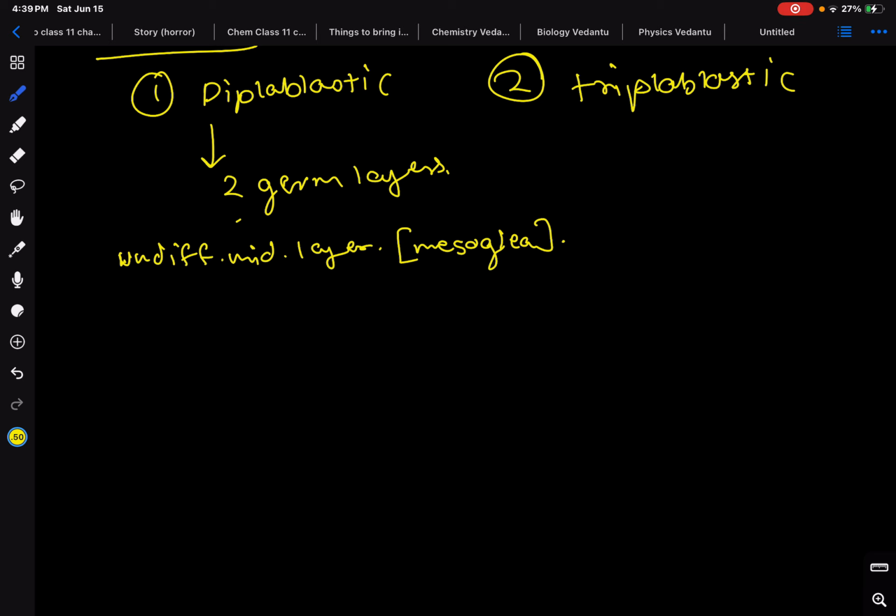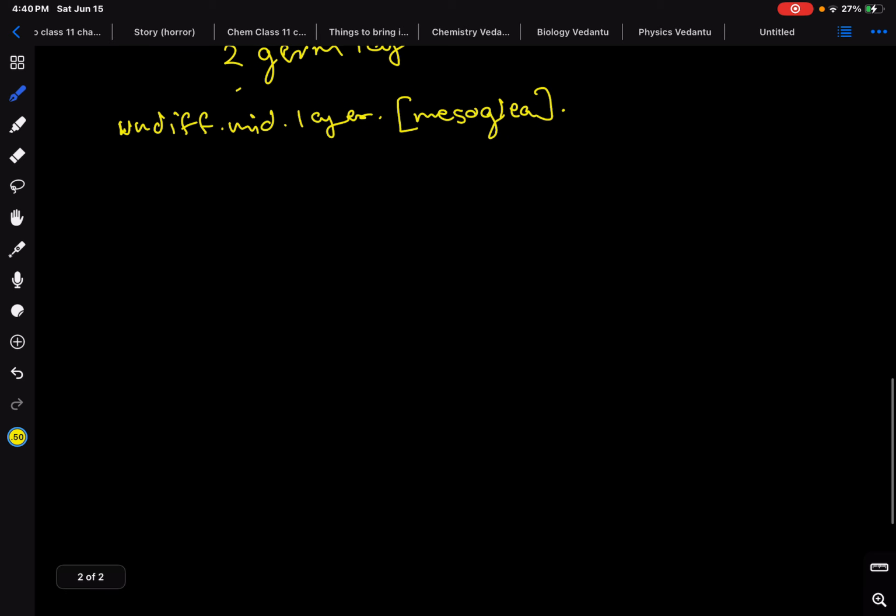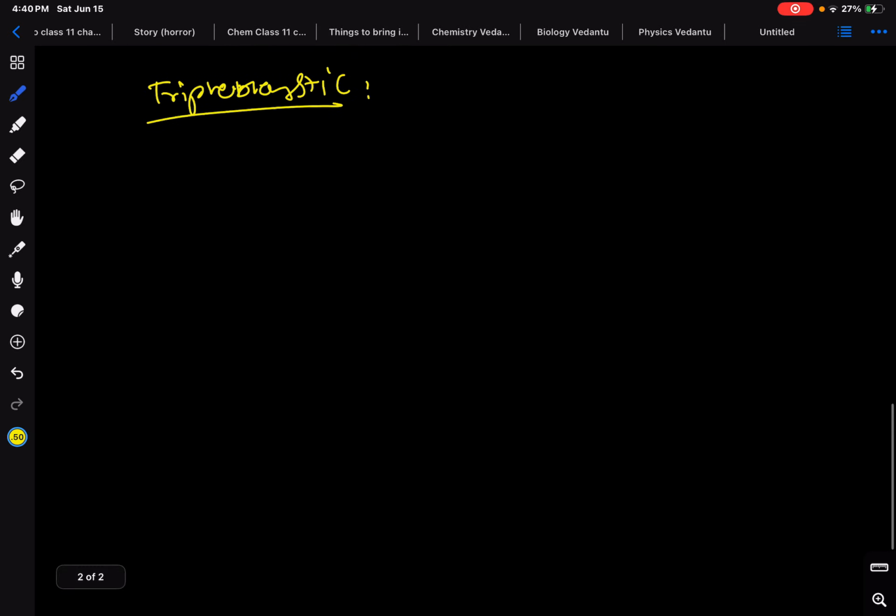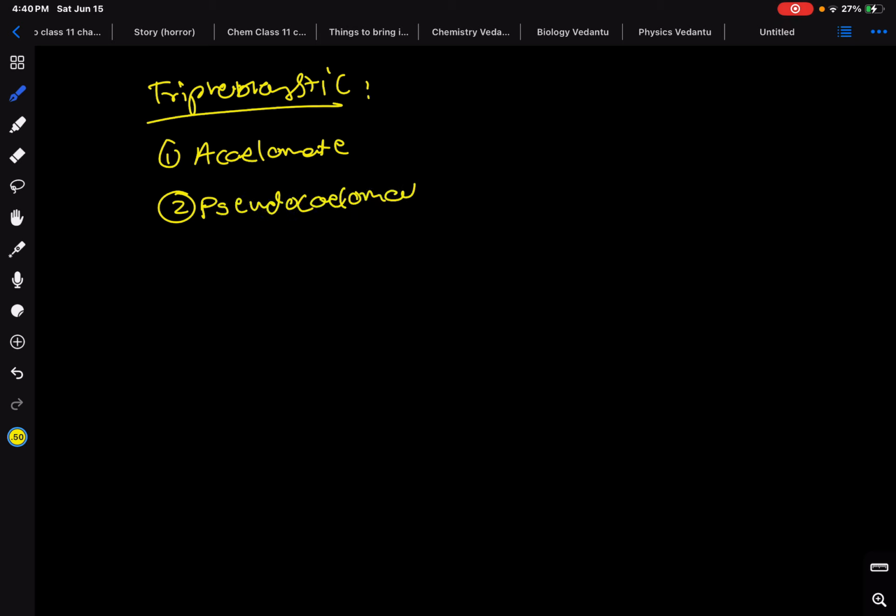So in triploblastic, there are three more types. Again, there is the first one, which is acoelomate. Then there is pseudocoelomate. Then there is true coelomate.